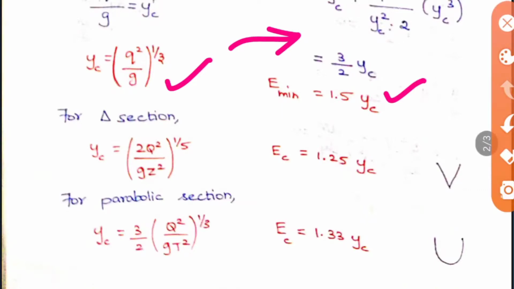Here I have not written the derivation, I have given the formula directly. For the triangular channel, the channel will be like this, and YC will be equal to 2Q square by g Z square, the whole power 1 by 5. There EC, that is the minimum specific energy, will be equal to 1.25 times the YC. So when you take a parabolic channel, YC is equal to 3 by 2 Q square by g T square, the whole power 1 by 3, and EC will be equal to 1.33 times the YC value.